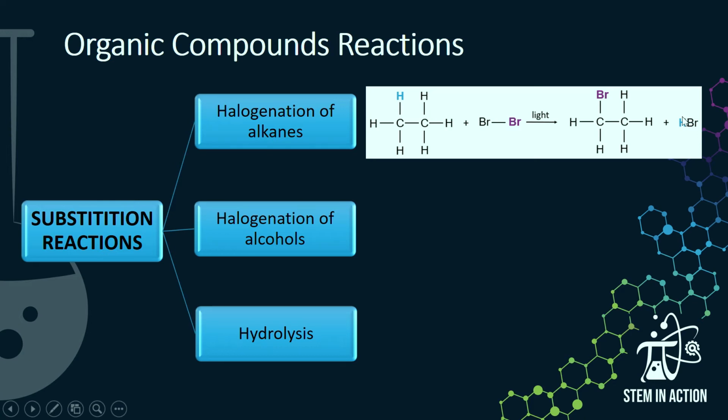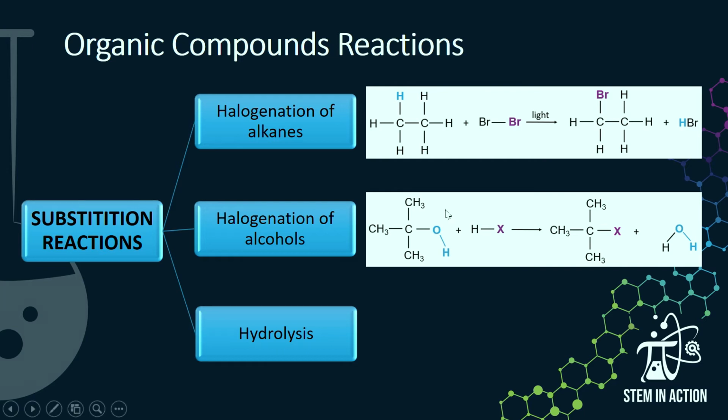We can also do halogenation of alcohols, whereby we react an alcohol with a hydrohalide. And what simply happens is that we substitute the alcohol group or the OH group by the halide group. So we get a product which is a haloalkane, whereby we've replaced the alcohol group with a halogen, and we also get a byproduct which is water.